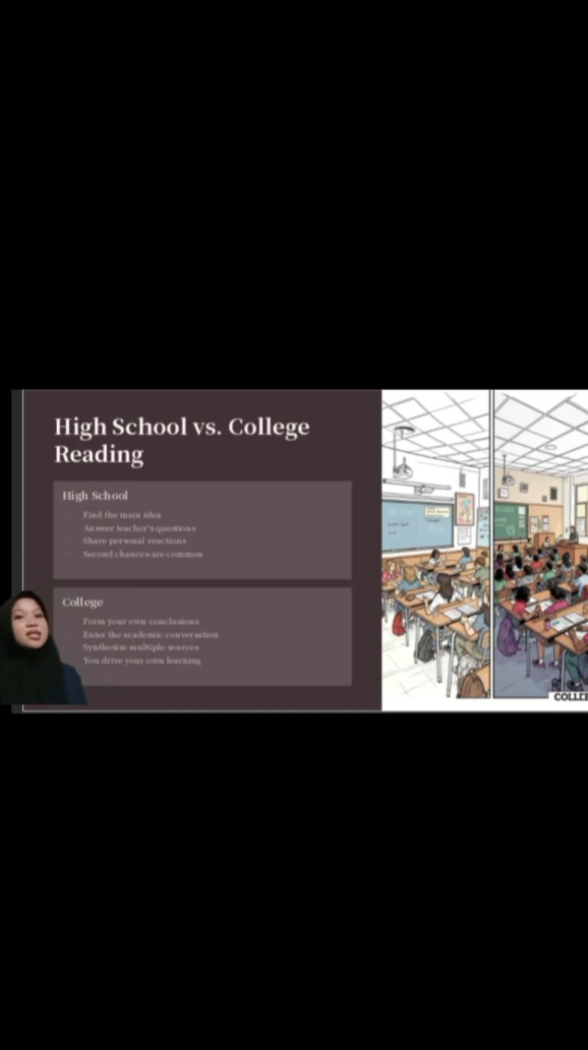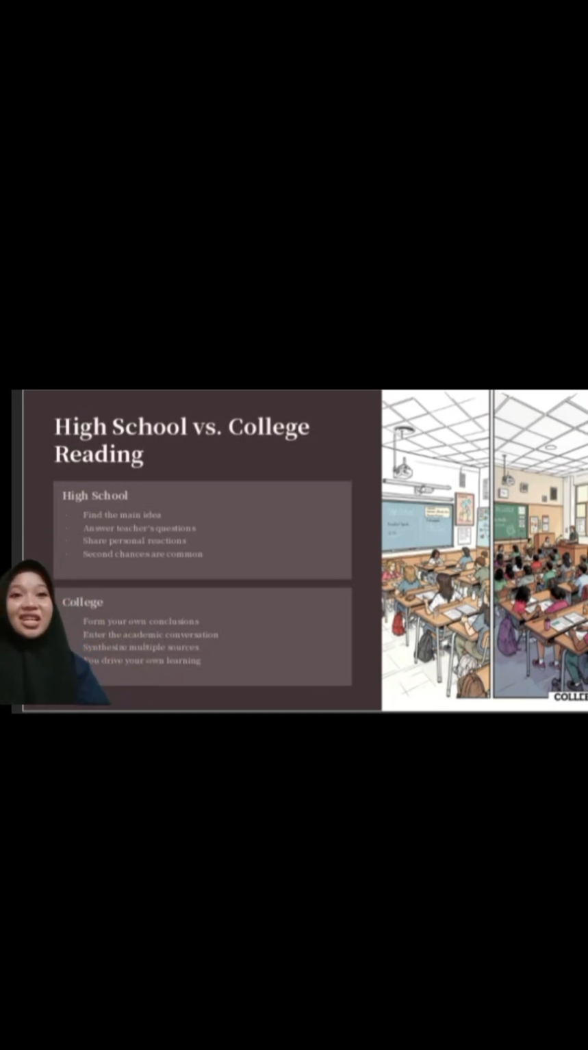And the next will be discussed about high school versus college reading. This slide compares reading in high school and college. In high school, students often focus on finding the main idea, answering the teacher's question, and sharing personal reactions.